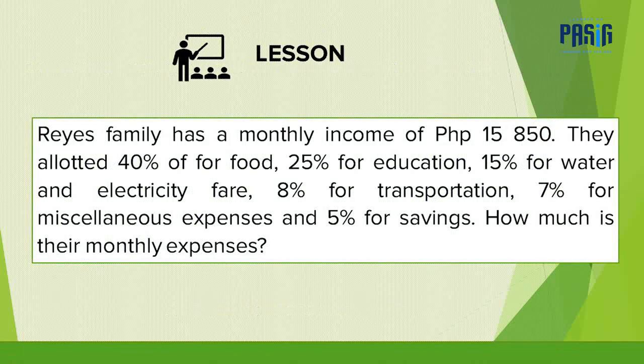This time, let us move on in our lesson. Let's read and understand this problem. The Reyes family has a monthly income of 15,850 pesos. They allotted 40% for food, 25% for education, 15% for water and electricity fare, 8% for transportation, 7% for miscellaneous expenses, and 5% for savings. How much is their monthly expenses?